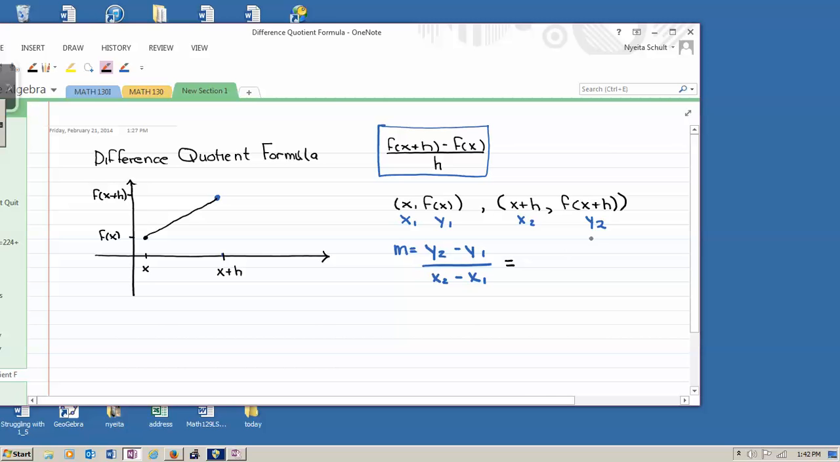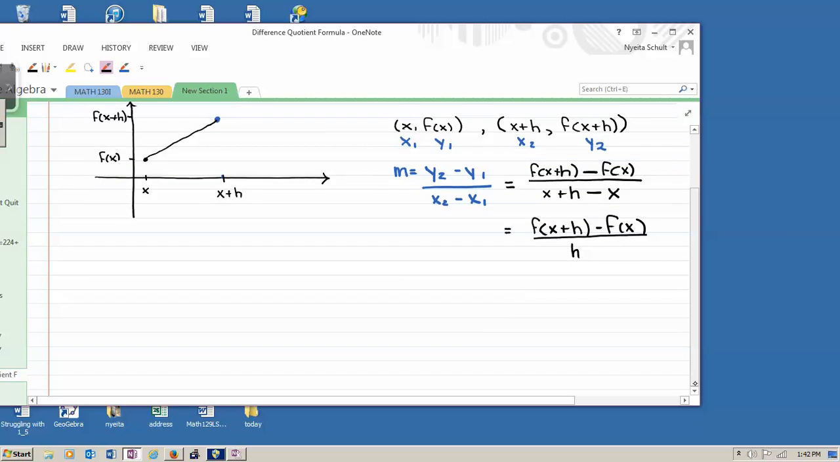So this is really y sub 2, which is f of x plus h, minus y sub 1, divided by x sub 2, which happens to be represented by this x plus h quantity, minus x sub 1, which is x. So when you simplify it, you have this f of x plus h minus f of x divided by h, which again is just the fancy slope formula.